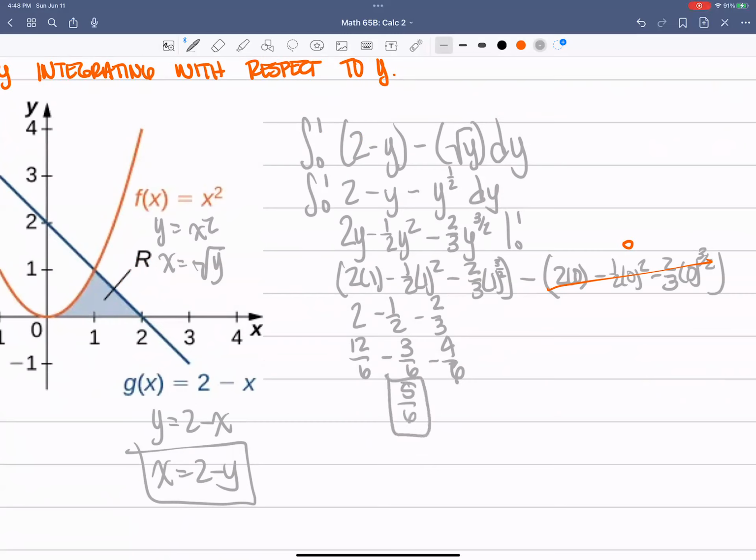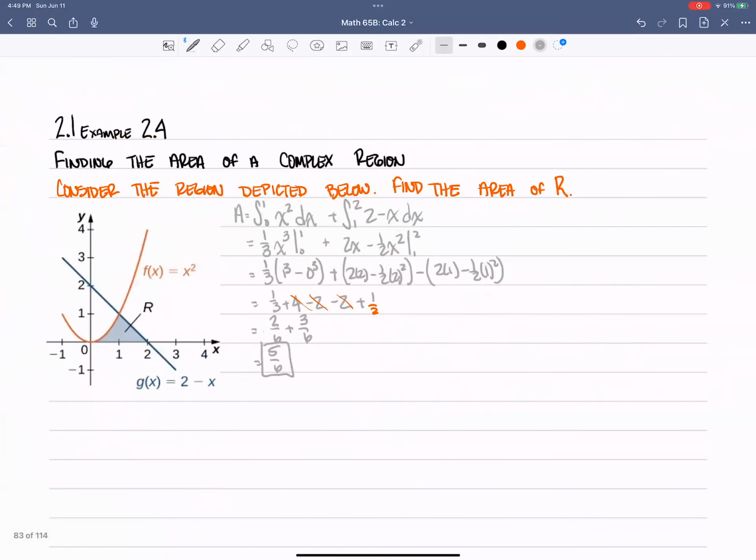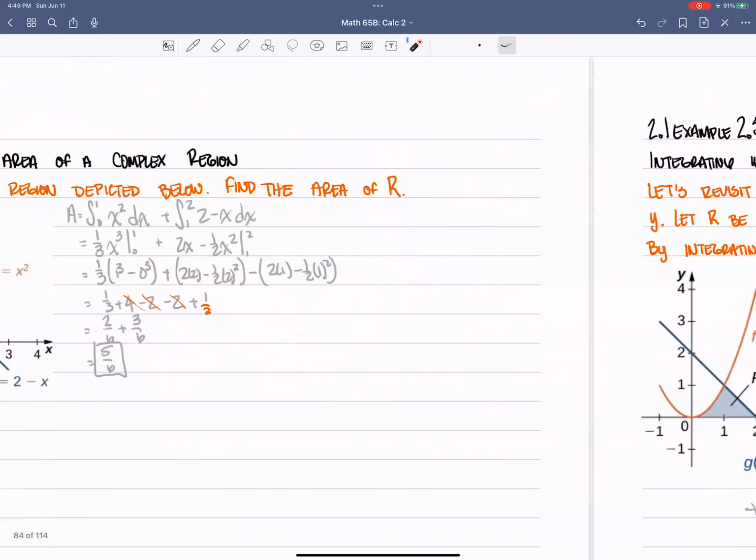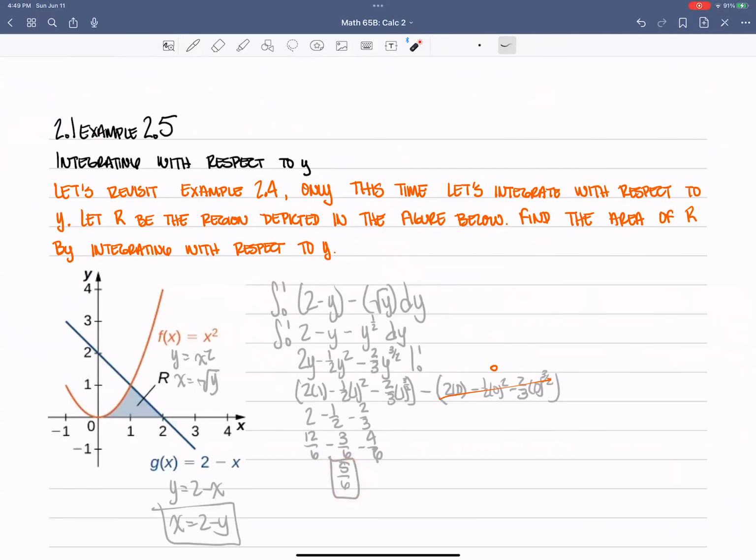Since this is the same region that we were integrating in the previous problem, it should match. Oh my God, everyone, we did it. 5 over 6 here, 5 over 6 here. So integrating with respect to the opposite variable is still going to give you the same answer.